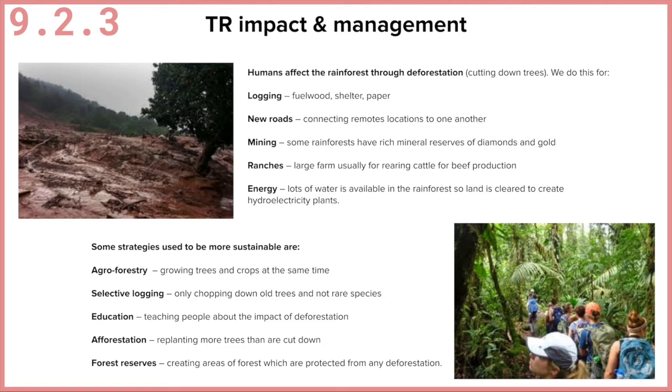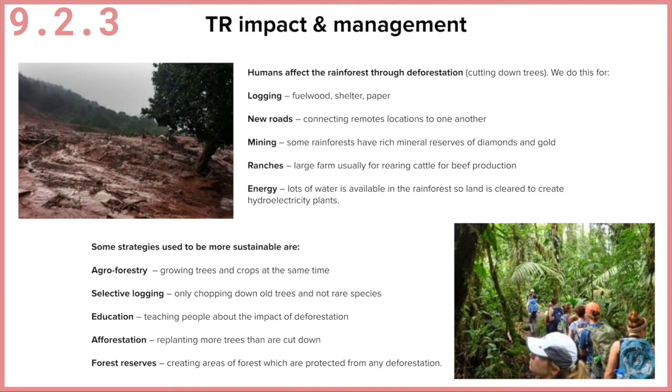Also mining. Underneath the ground of the rainforest, there are huge reserves of things like diamonds, coal and gold. But in order to get there, we've got to chop down those trees to start digging under them. We also have the issue of ranching. Ranching is where we chop down large areas of the rainforest so that we can graze cattle for beef production. There's been a huge issue because a lot of our fast food chains in the UK have actually used cattle that has been ranched in the tropical rainforests. And for energy, a lot of water is available in the rainforest, so they've cleared out the area so they can build hydroelectric dams.